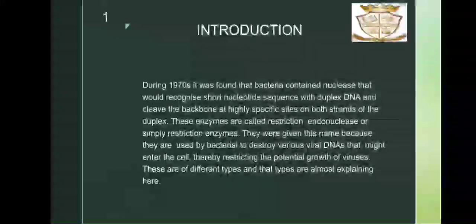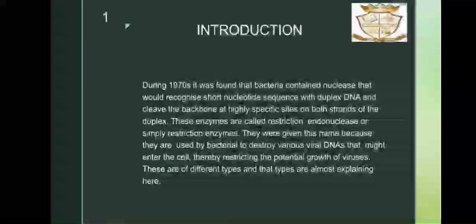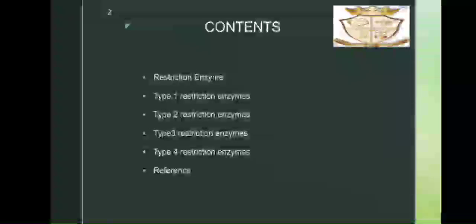These are of different types, and the types are explained here. Contents are restriction enzyme, type 1 restriction enzyme, type 2, type 3, type 4, and reference.